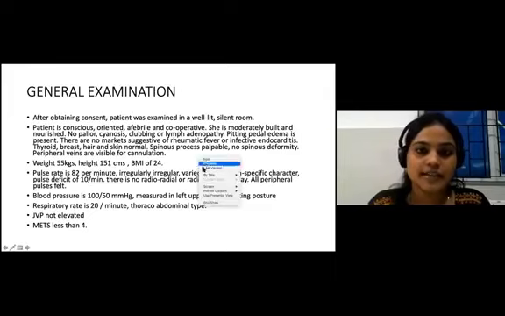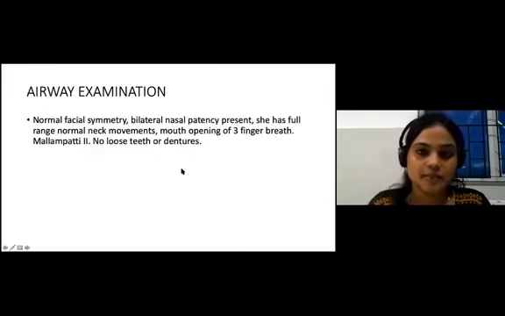So in Mallampati grade 1, there will be complete visualization of the hard palate, soft palate, uvula and the faucial pillars. In grade 2, it will be the hard palate, soft palate and the base of the uvula. In grade 3, it will be only the hard and soft palate, and in grade 4, there will be visualization of only the hard palate. So in grades 3 and 4, there will be a high risk of difficulty in laryngoscopy or intubation.